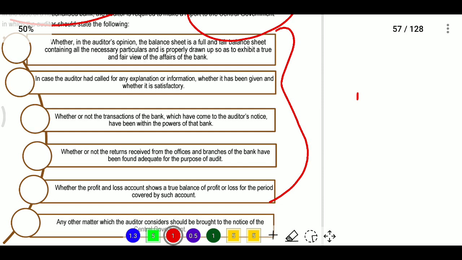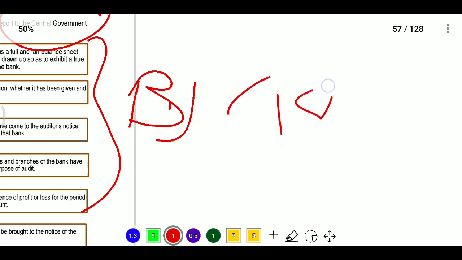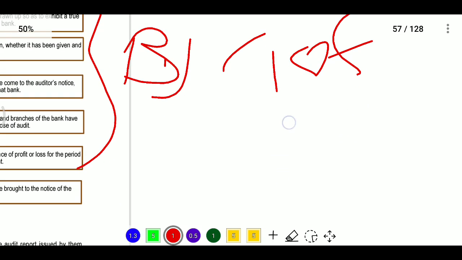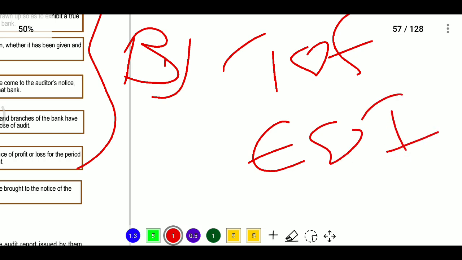One is whether the balance sheet contains all necessary particulars and is properly drawn up so as to exhibit a true and fair view of the affairs of the bank. In case the auditor has called for any explanation or information, we need to check whether it has been given.